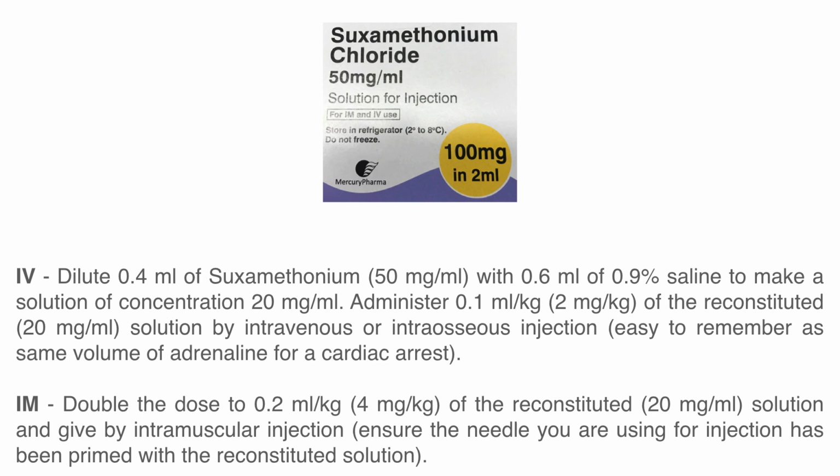And it's easy to remember that dose. It's 0.1 mils per kilo, which is the same dose of adrenaline you would give in a cardiac arrest. So you always make it up the same way, and it's easy to calculate the dose in your head. If you don't have intravenous access, you just need to double the dose. So it's 0.2 mils per kilo, made up exactly the same way. And the trick because you're using such small volumes with intramuscular injection, make sure you flush the needle you're using for injection through with the solution. Otherwise you'll find it gets lost in the dead space.